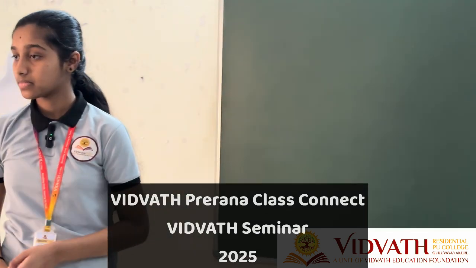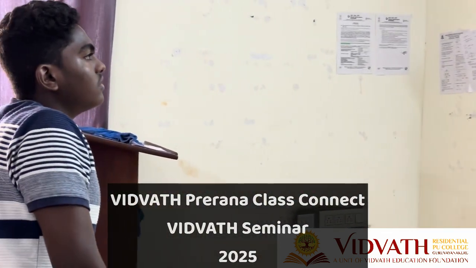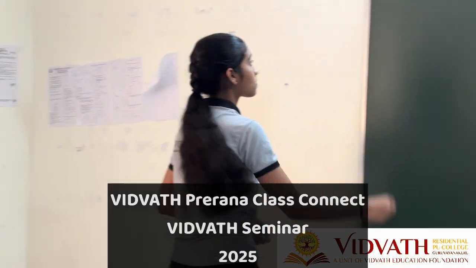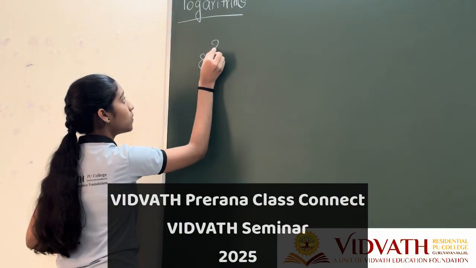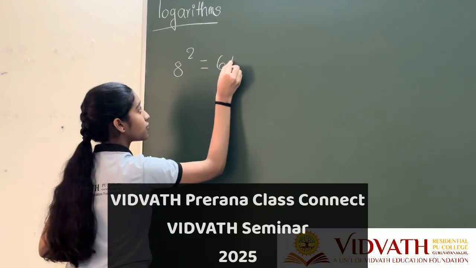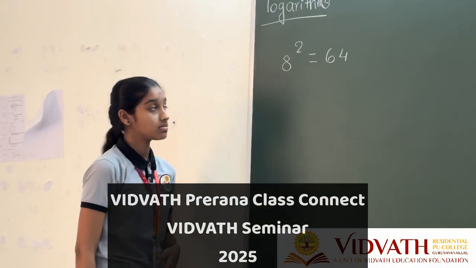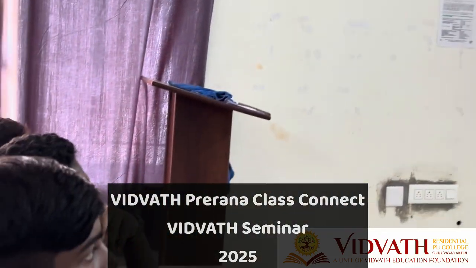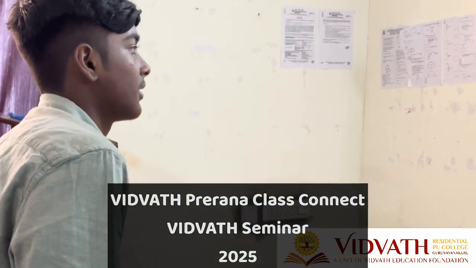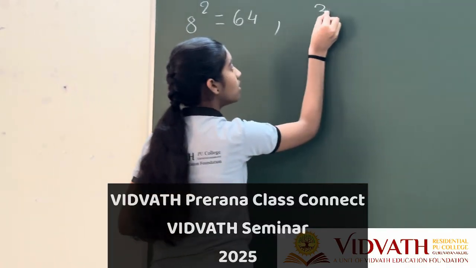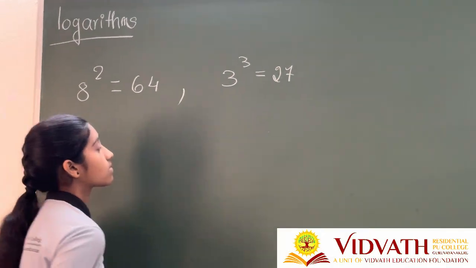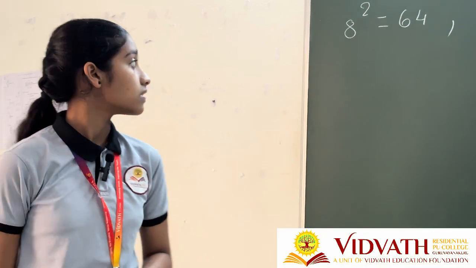Tell me some number less than 10. 8. We know 8 square equals 64. And another number. 3 cube equals 27. What does logarithm say about it?